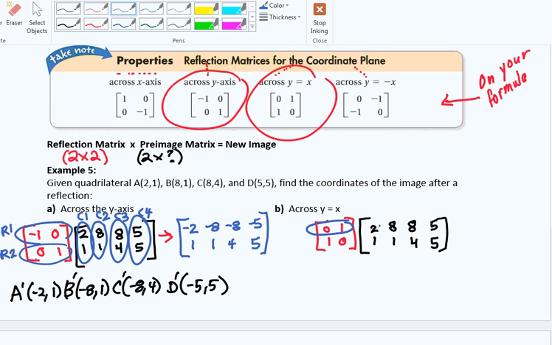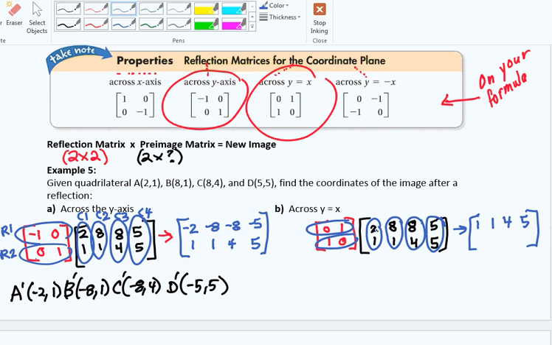Okay. So row 1 times column 1 gives me 0 times 2 and 1 times 1, that's 1. Row 1 times column 2, 0 times 8 and 1 times 1, that's just going to be 1. Row 1 times column 3, 0 times 8 is 0, 1 times 4 is 4. And then row 1 times column 4, 0 times 5 is 0, 1 times 5 is 5. I'm going to go through and do row 2 times each of the columns.